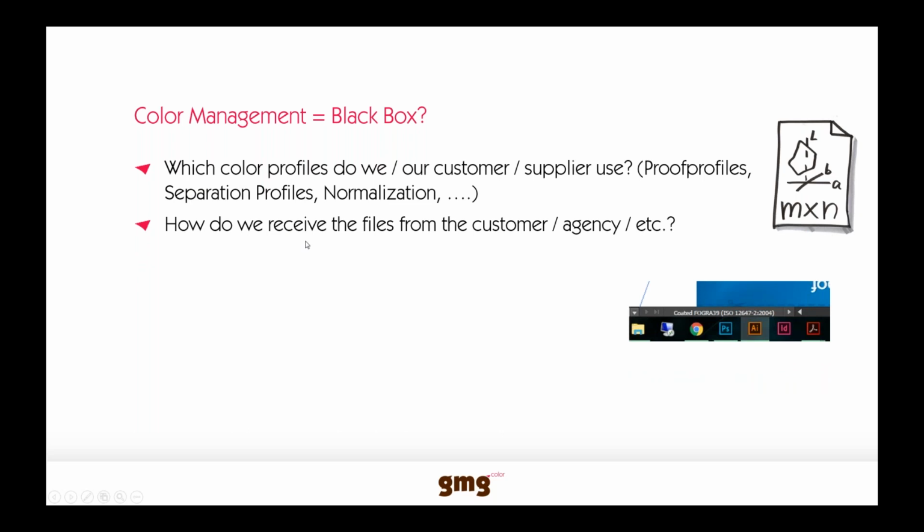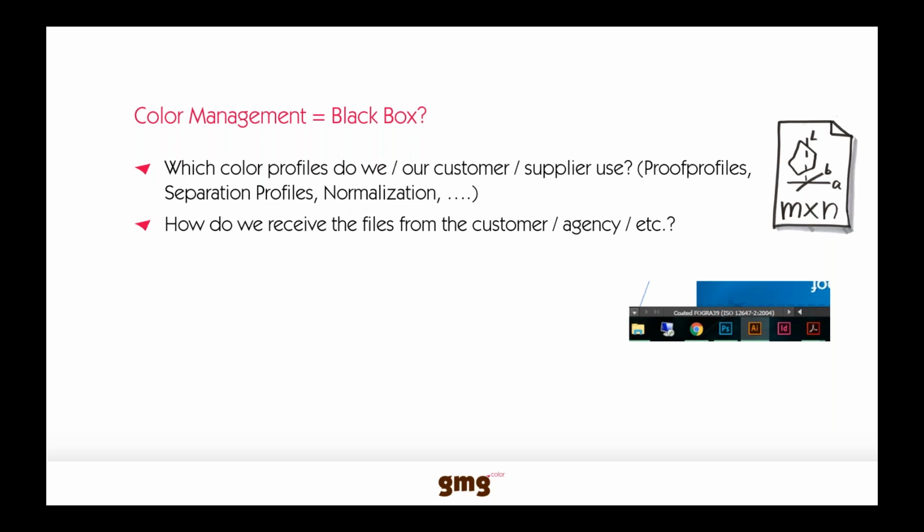Also, how we receive the files from the customer or agency is often not clear. Sometimes you receive all different kinds of files. They are either already converted into some output color space or not, or they're only tagged with a specific profile, like here in the image on the right-hand side, where you see this in Illustrator. It is tagged with Coated FOGRA39, but you cannot be sure if the file is already converted. So this is always a big topic: how we receive the files from the agency and how to proceed with them.